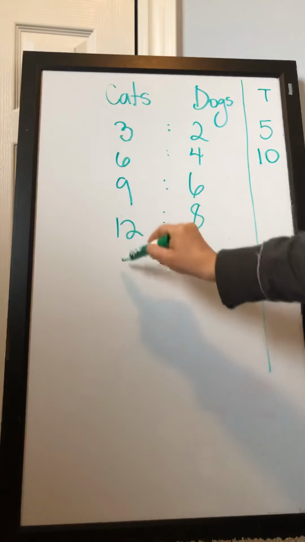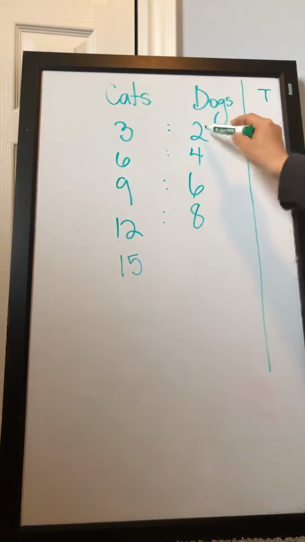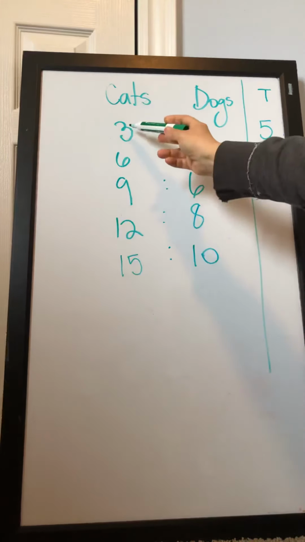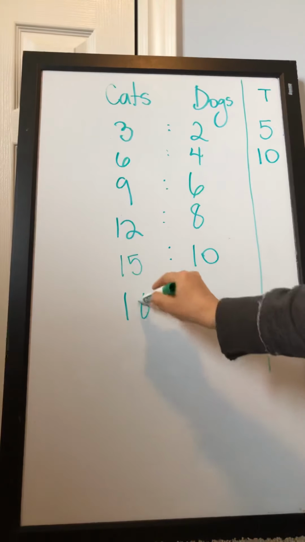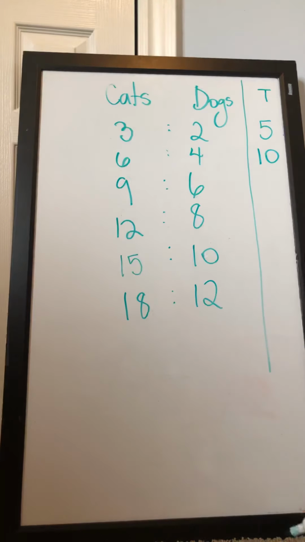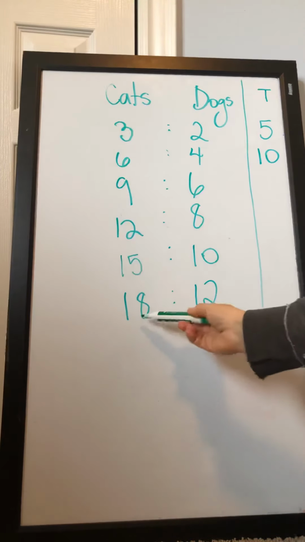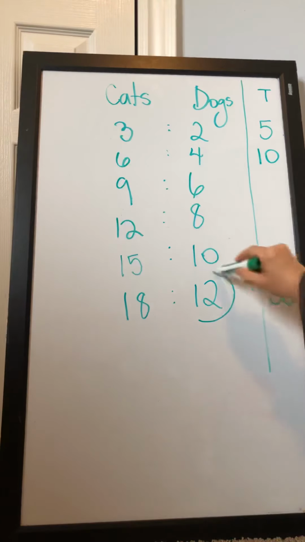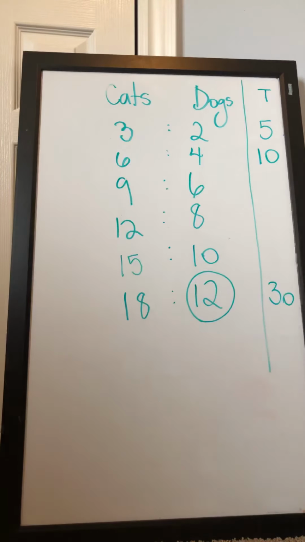3 times 5 is 15. 2 times 5 is 10. 3 times 6 is 18. 2 times 6 is 12. If I check my total again, I have 18 plus 12. Well, now I'm at a total of 30. So I look at this ratio, because that's where it totals 30. And the question is asking me how many dogs are there. So the answer is 12.